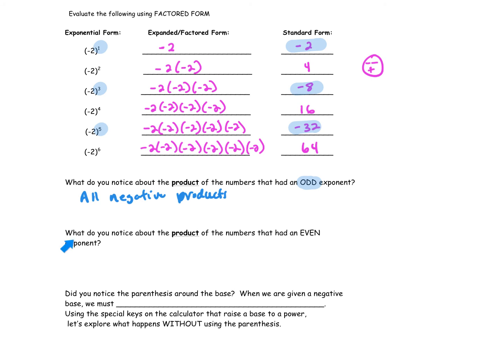Our next question says, what do you notice about the product of the numbers at an even exponent? So here's the product, standard form, and let's highlight the even exponents. It should have been even exponents, not even products. All of them are positive products.